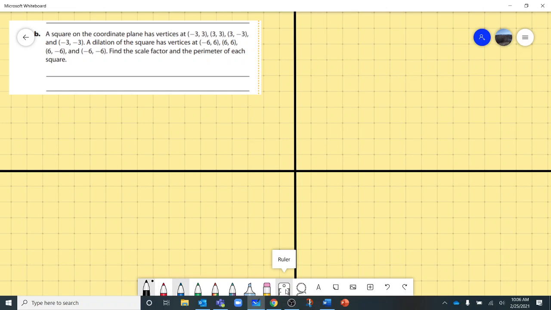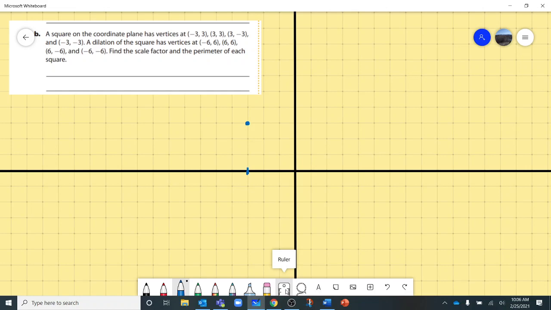I'm going to start my pre-image. I'm just going to graph these points. So (-3, 3). -3 means starting at the center, I move left 3 spaces: 1, 2, 3. That's right here, is -3. And then +3 is my y value, so up 3: 1, 2, 3. So right here is my first point.